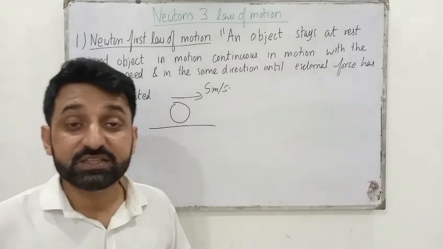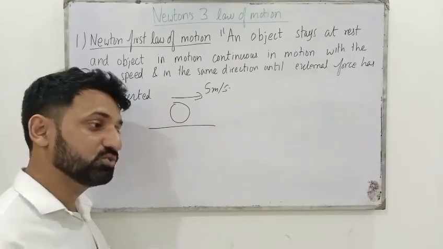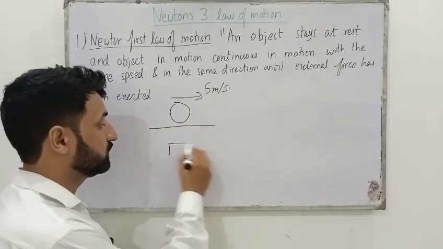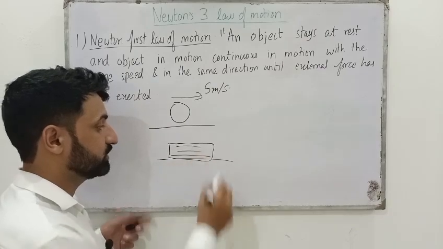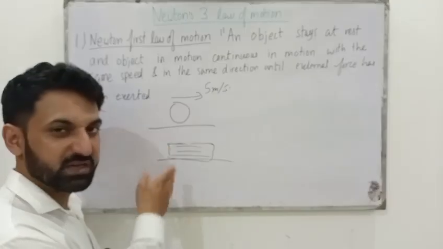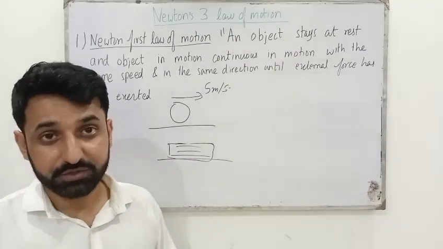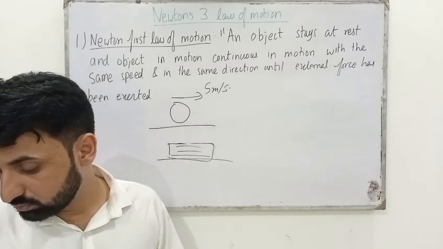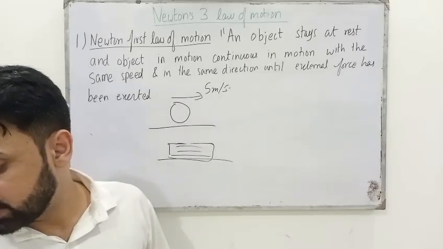This law defines inertia. Inertia means that if anything is in a stationary position, for example, a book on the table, it is stationary. If you don't move that book, it will remain in the stationary position. So it defines friction, inertia, and all that kind of motion.